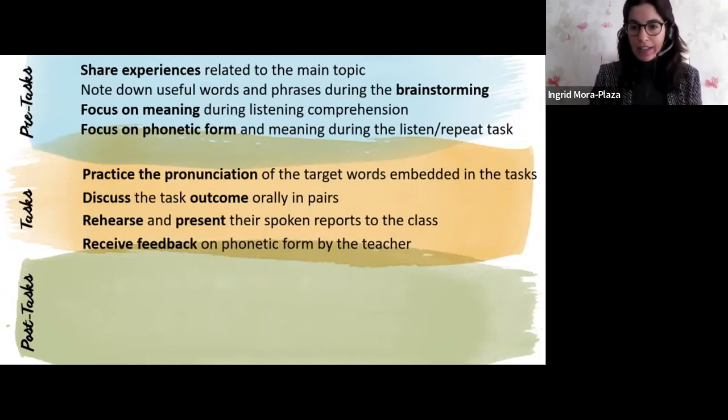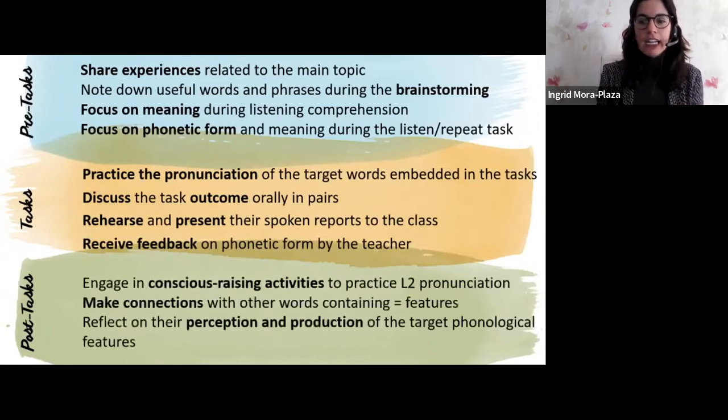so I could give them feedback on their pronunciation. And finally, the post-task served as an opportunity for them to consolidate the target phonological forms through consciousness-raising activities. They could make connections with other untargeted words, and we all reflected on the perception and the production of those specific phonological features.